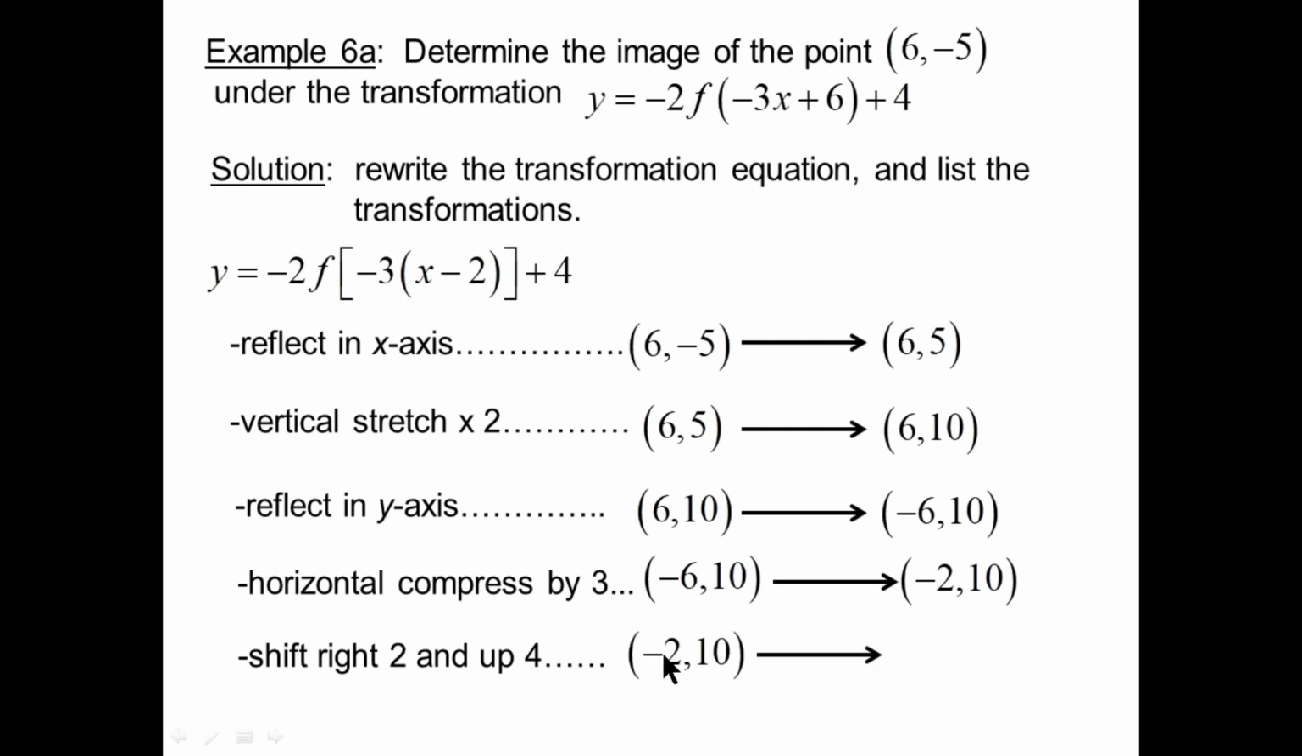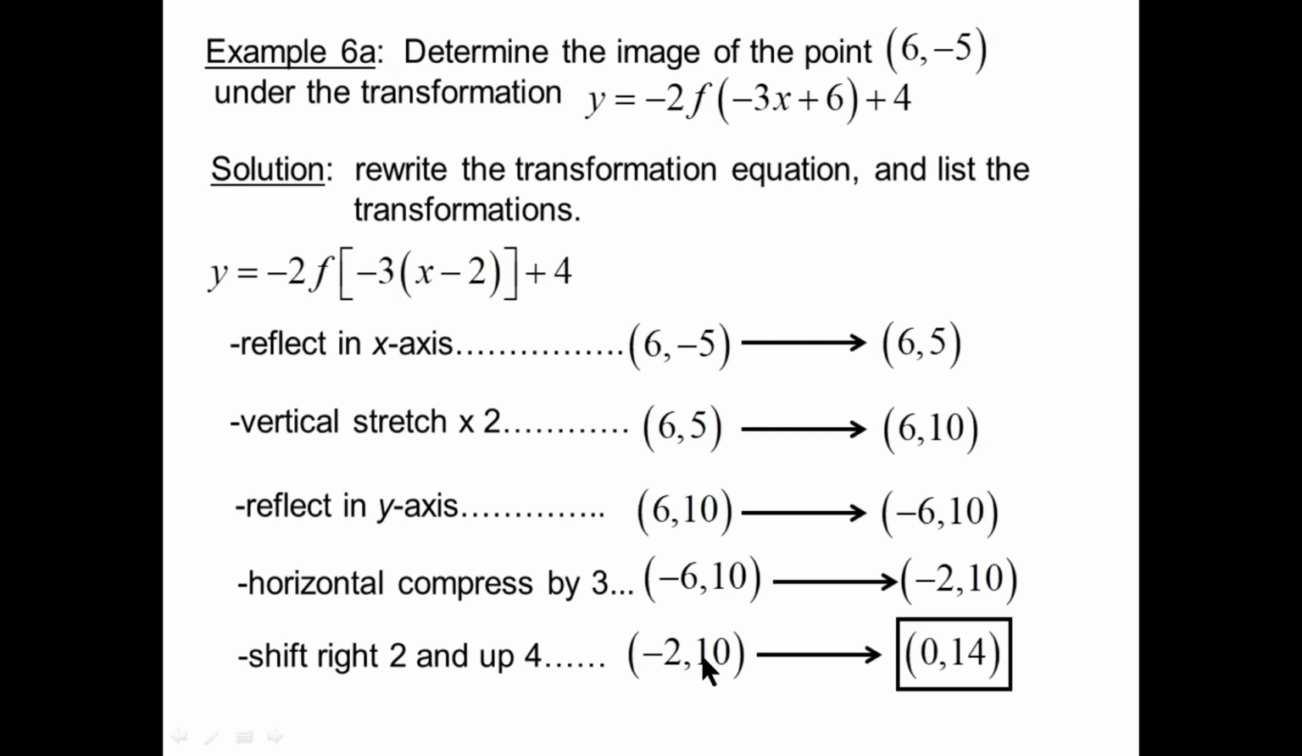Bring it over here and apply the final transformation. Shift right 2 and up 4. Well, when you take -2 and shift it to the right 2, you're at 0. And when you move 10 up 4, you get 14.